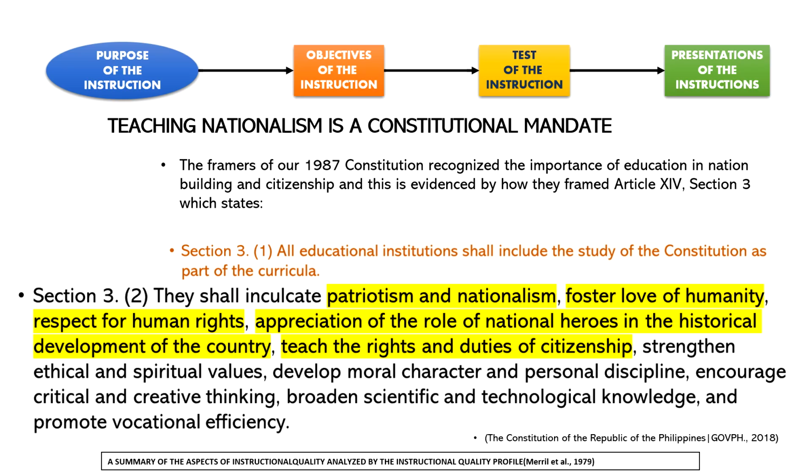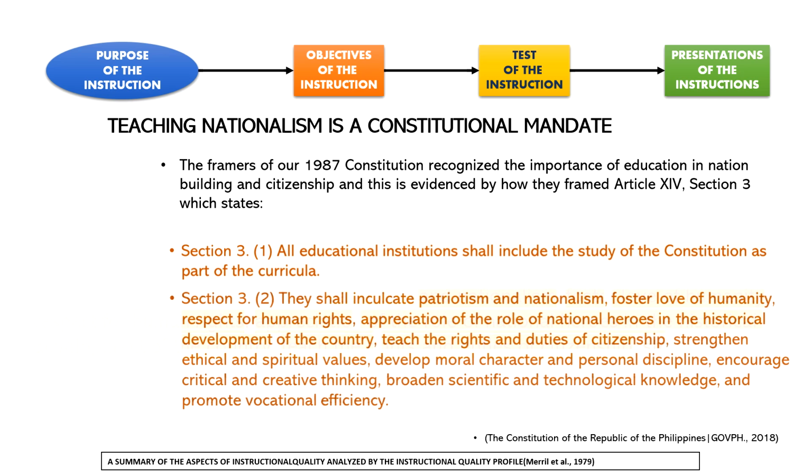As I would like to highlight here, Section 3.1, that all educational institutions shall include the study of the Constitution as part of the curriculum. So you have not only identified the requirement for a nationalism course, but also that it may have to be implemented as a response to the constitutional mandate. But probably the issue is where do you do that? In the elementary level, high school level, and do we really need to include that in our college education curricula?